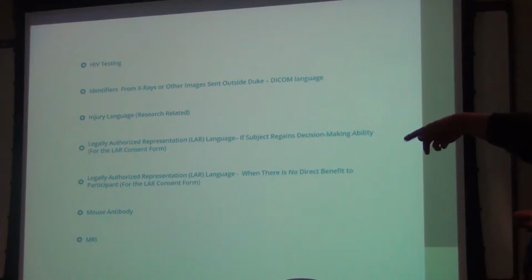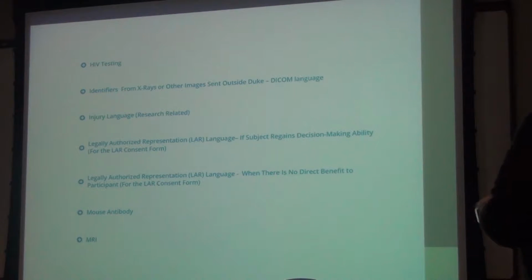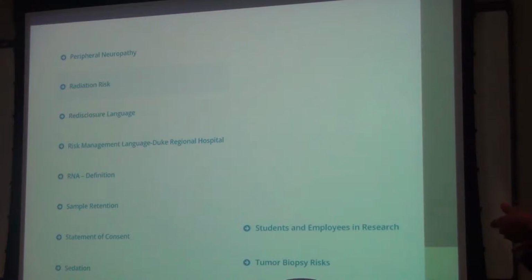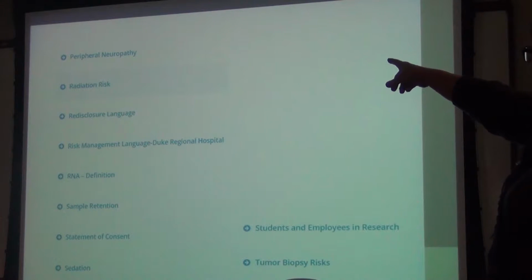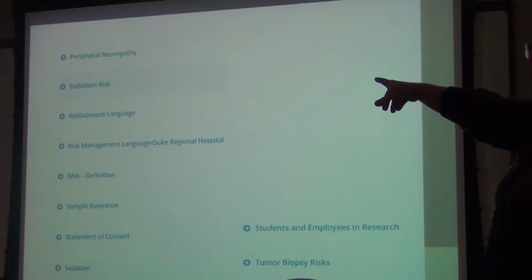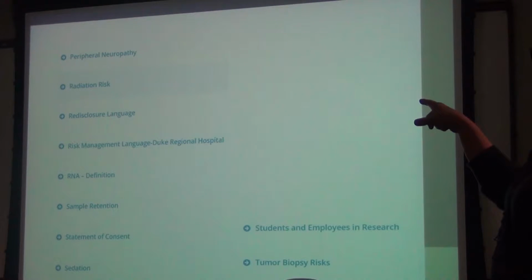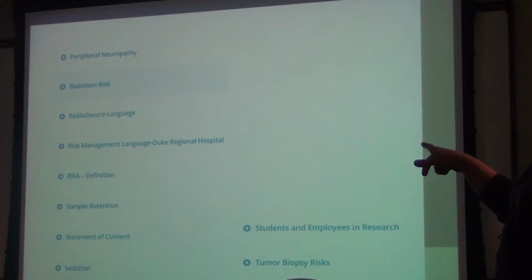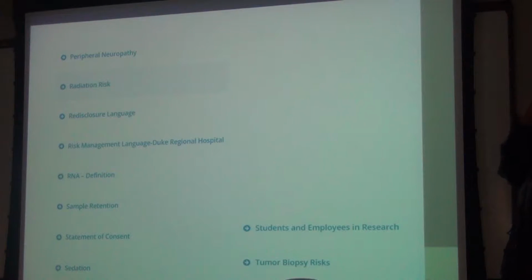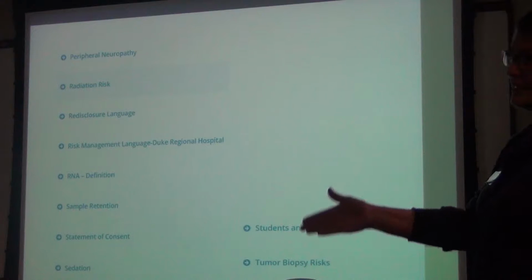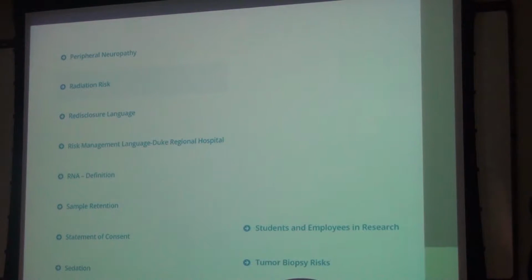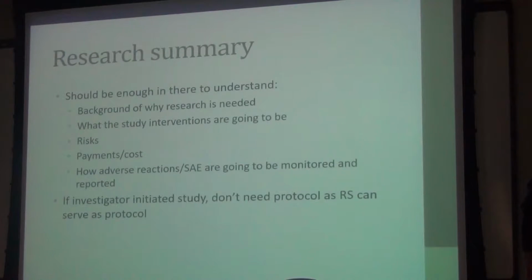Mouse antibodies, what's the risk of a mouse antibody, MRI. I'm just bringing these up because I just don't think people look at them, though they're here. The risk of peripheral neuropathy. What is peripheral neuropathy? Radiation risk. There's something you go online and calculate the radiation risk. Disclosure language, risk management, Duke Regional, we shouldn't have to worry about that definition. RNA, sample retention. The statement of consent is on the consent form template. Sedation. If you're going to use student employees in research, you have to say your grade's not going to be affected, your job's not going to be affected, tumor biopsies. I think that's all the standard language.